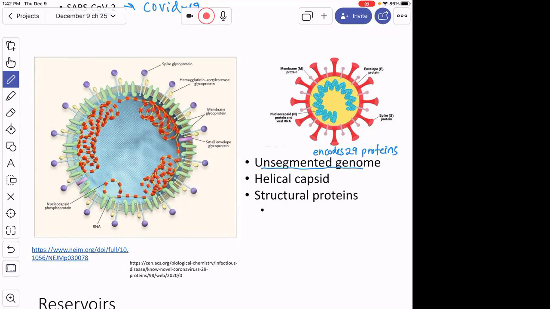It has a helical capsid around that genome. The virion itself usually looks round just because it's enveloped. So a couple of the structural proteins that we'll talk about. Of course, we have to talk about the spike proteins. That's responsible for fusion and attachment to the host cells.